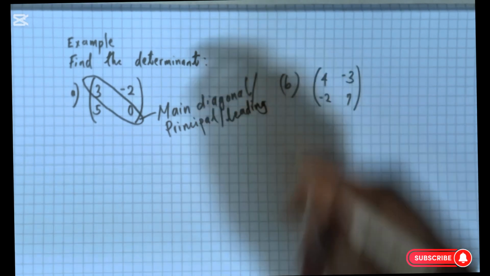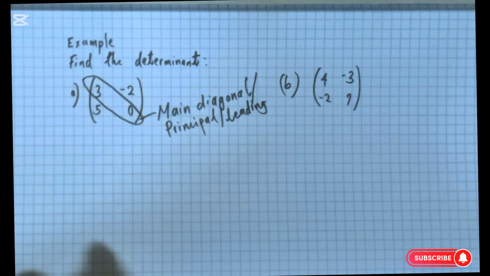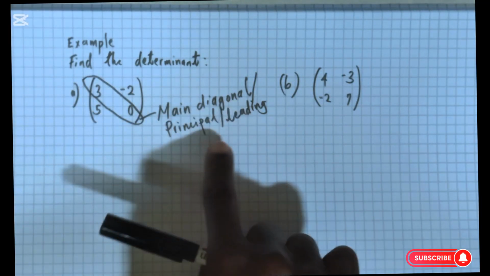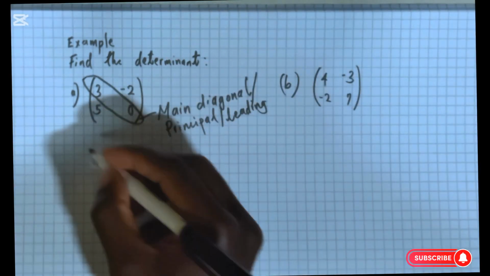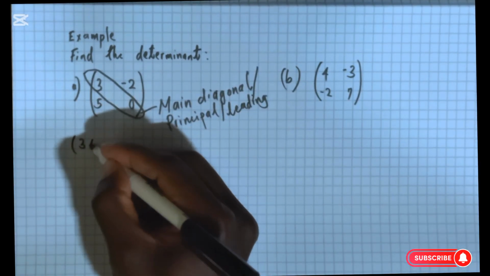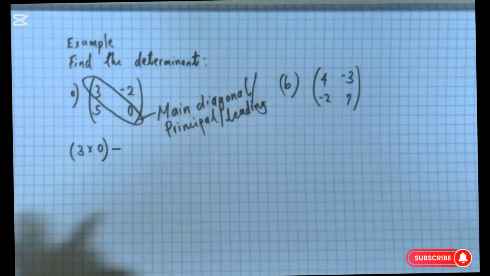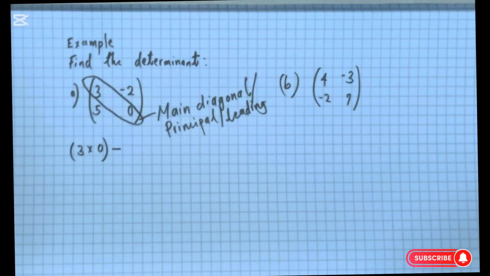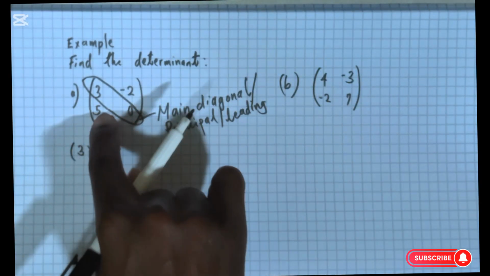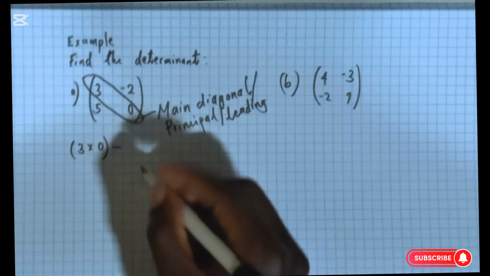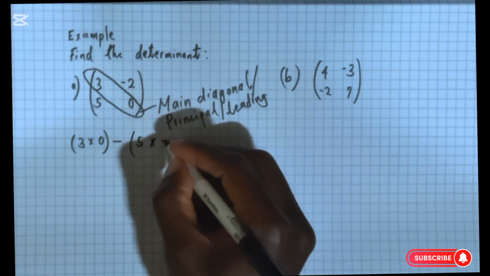So when you are calculating determinants, remember, we take the product of the elements in the main diagonal, or principal diagonal, or leading diagonal. So basically that's going to be 3 multiplied by 0, and we subtract that from the product of the other diagonal, which we also call the secondary diagonal, that is 5 and negative 2. And so that's going to be 5 times negative 2.